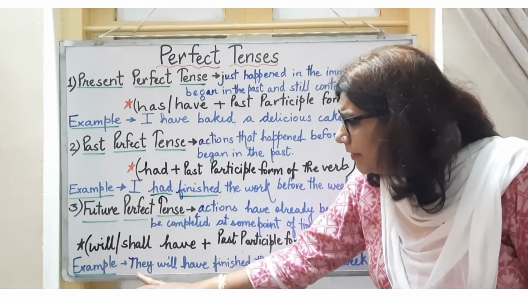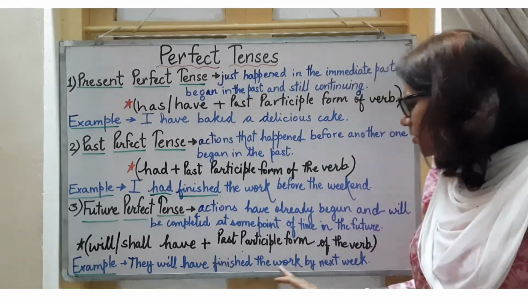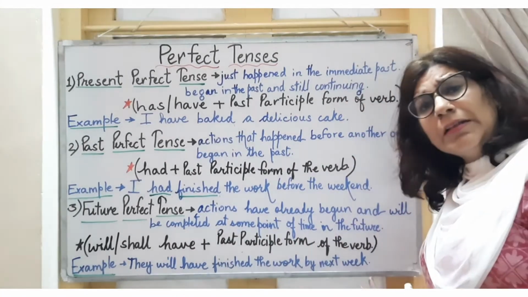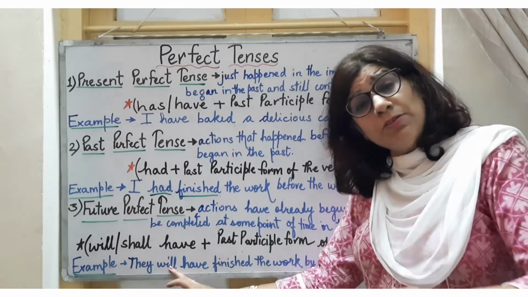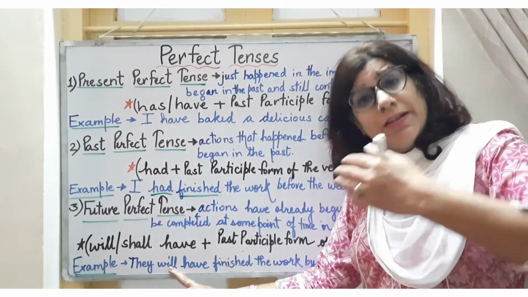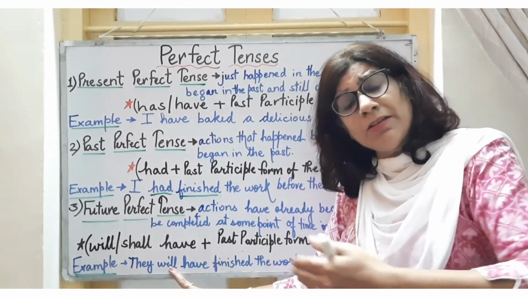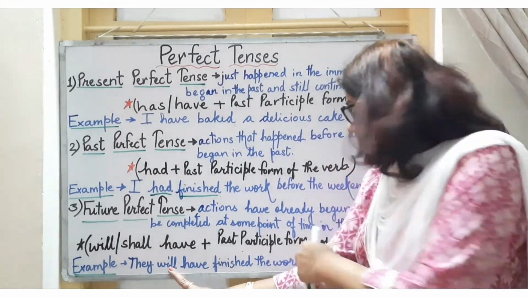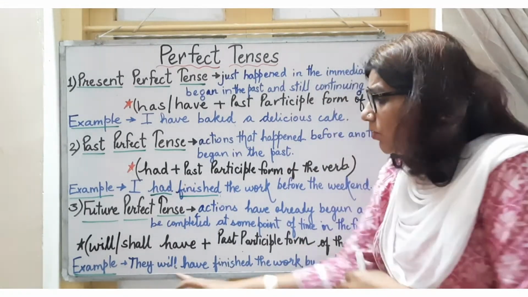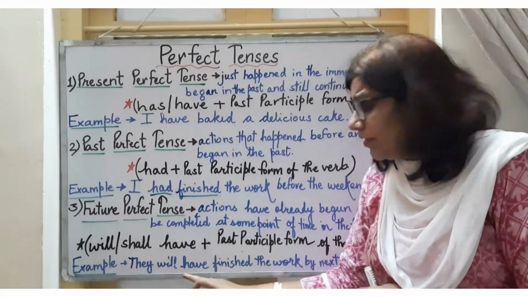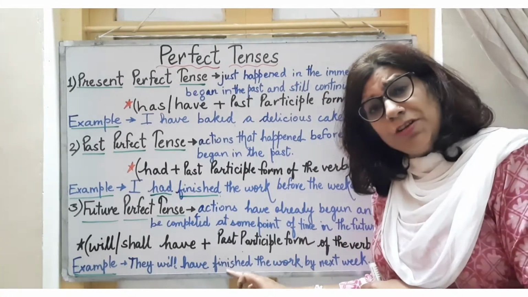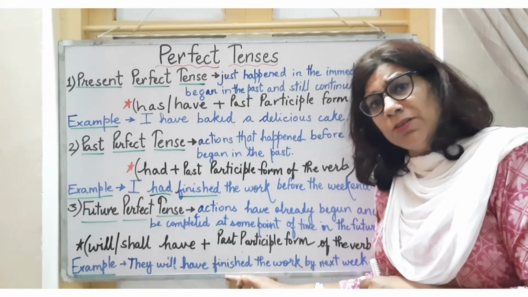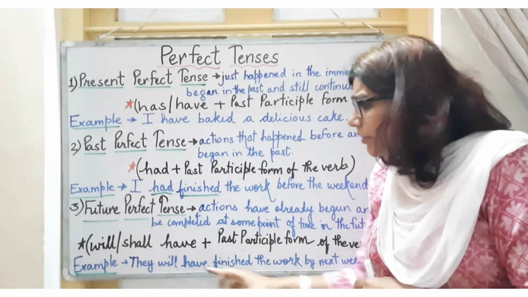Look at the example. They will have finished the work by next week. That means they have already started doing the work. The work has already started, but it will continue and will be completed somewhere in the near future. When? By next week. So what did I do? I used will with have, finished. Finished is the past participle form of the verb finish, right?